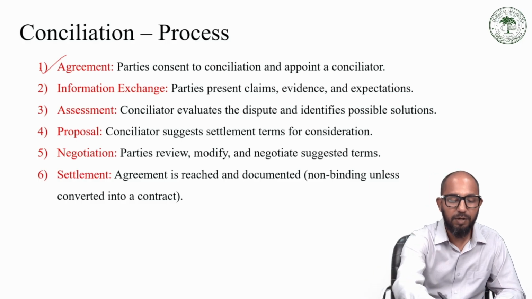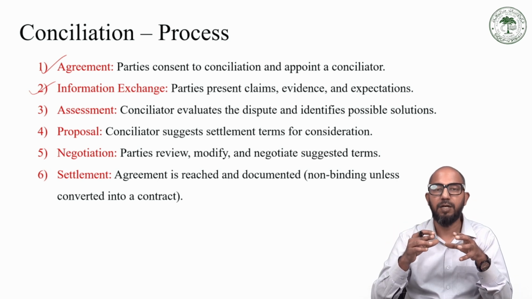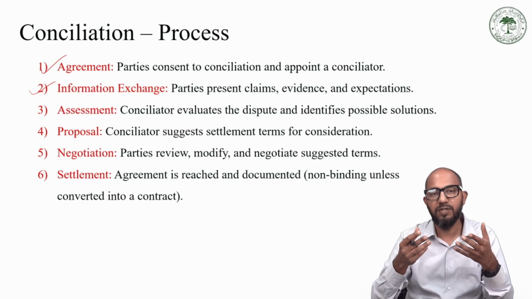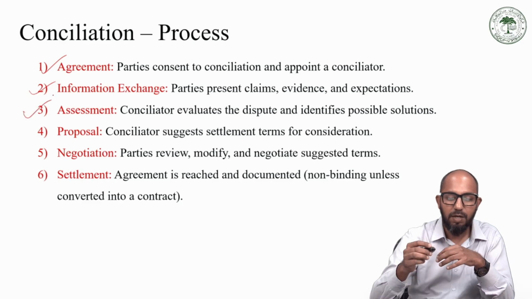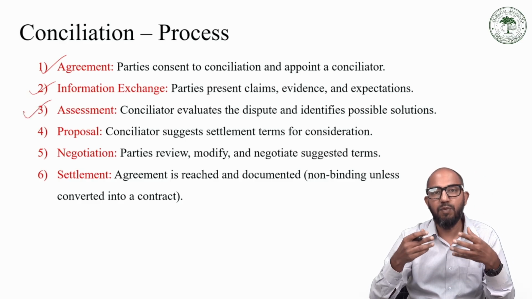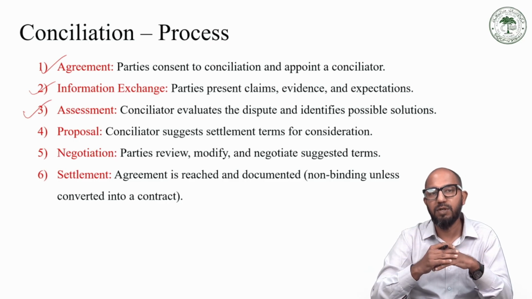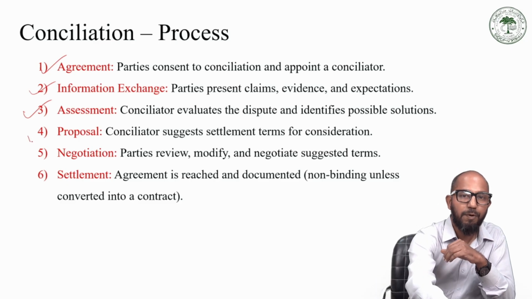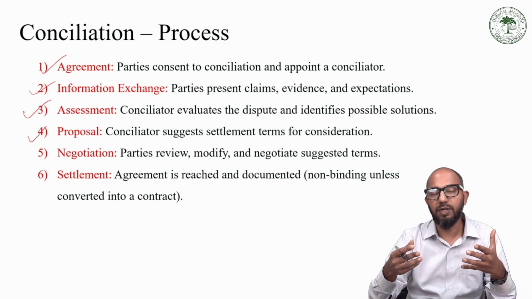The second step is information exchange, where both the aggrieved parties exchange their perspective of the problem and they tell each other what the evidences for their own claims are. The third step is assessment, where the conciliator evaluates the dispute and identifies all the possible permutation combinations of the solution. The fourth step is proposal. The conciliator suggests settlement terms for consideration.